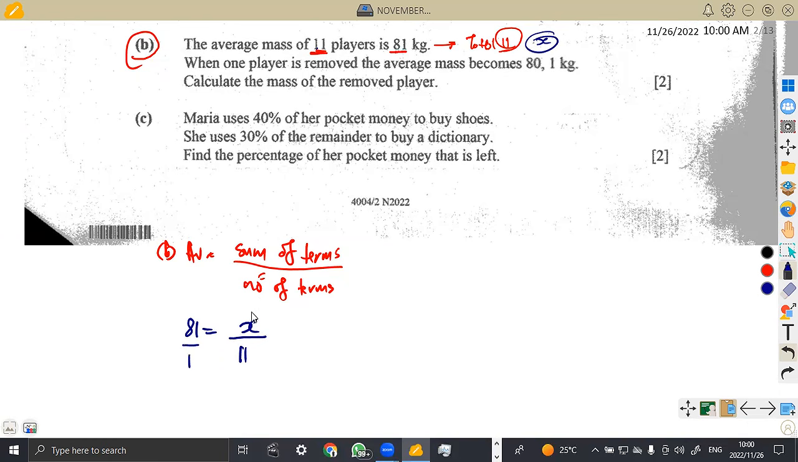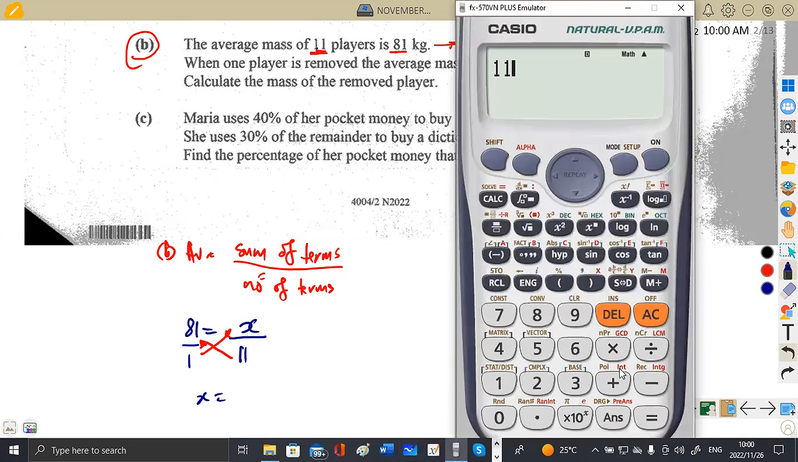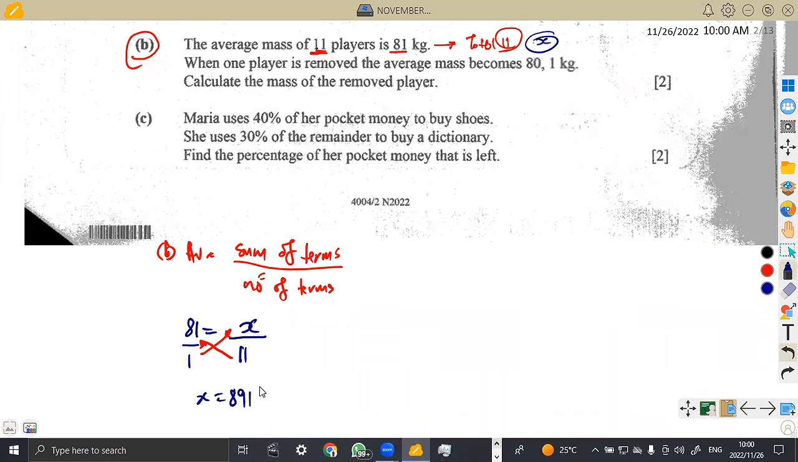So to find X, which is the sum, we are going to cross multiply. So cross multiplying, that's 1 times X, which is going to be X. And the other part is going to be 11 times 81. So let's see from our calculator, 11 by 81, that is something like 891. So this is the total of 11 players. You move on to the other condition now.